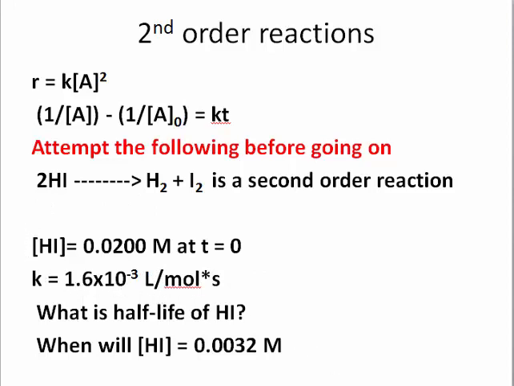Here is a value for K. Note that K has units of liters in the numerator and mole times second in the denominator. You will see that these are the typical units for second order rate constants. And consider two questions. What's the half-life of the HI or hydrogen iodide under these conditions? And when will the concentration of HI have decreased to 0.0032 molar? Now, I think you should be able to attempt this problem before going on.